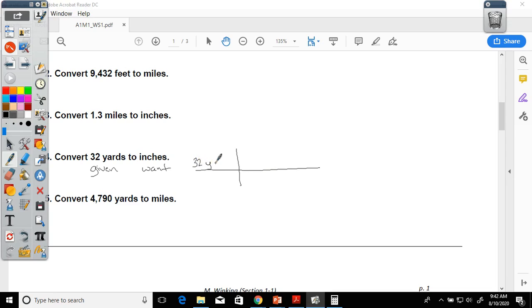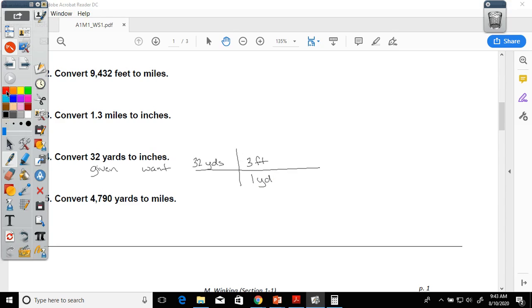We have 32 yards. We need to convert it to inches. Well, if we look back up at the top and think about it, we don't have one that goes from yards to inches, but we do have one that goes from feet to inches, and we have one that goes from feet to yards. So this one's actually going to make a longer picket fence. So let's talk about the first thing that we have. We know, if we choose correctly, that there are 3 feet in 1 yard. That can be seen up there at the top in our table.